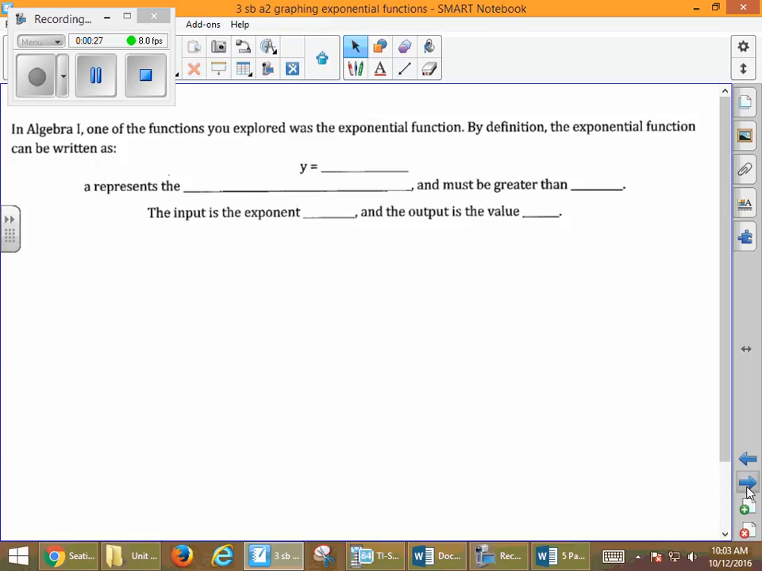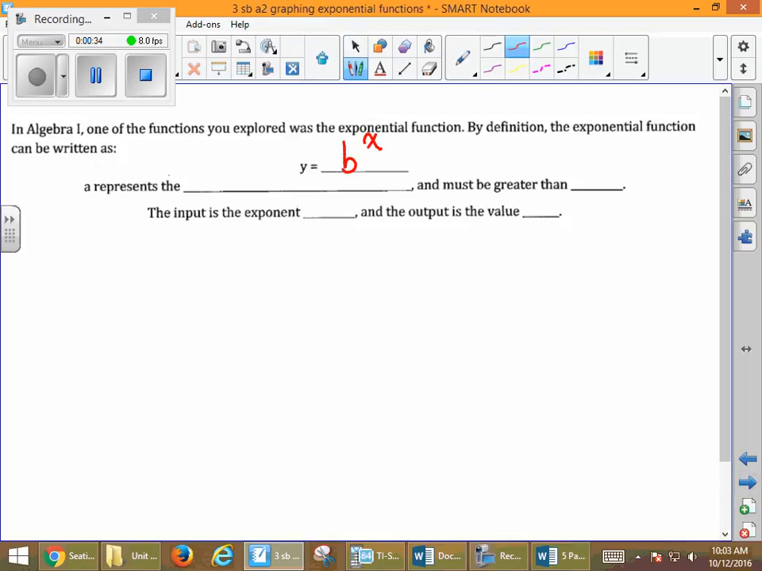And by definition, the exponential function can be written as y equals b to the x. I have a couple of typos here that I have to fix. Instead of a here, let's put b in there, just to be consistent. b represents the base, and it has to be greater than 0.